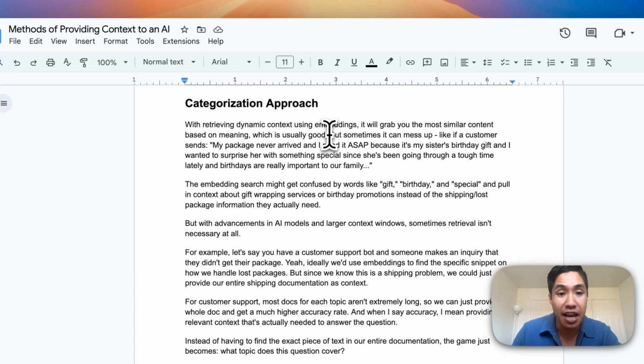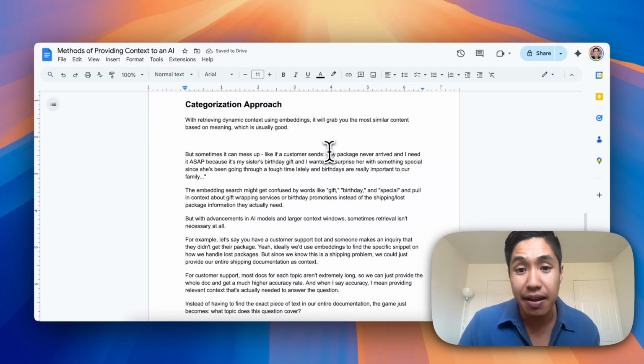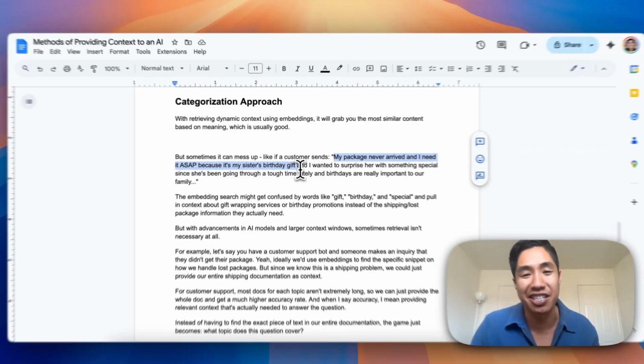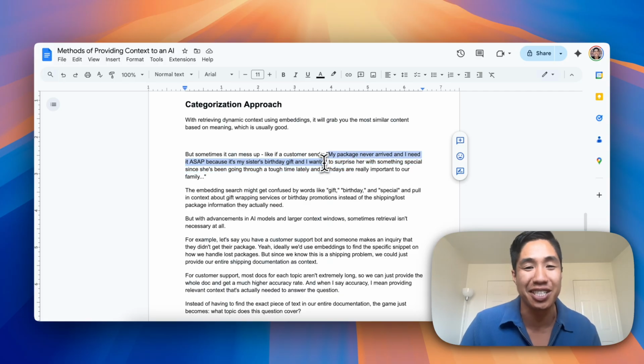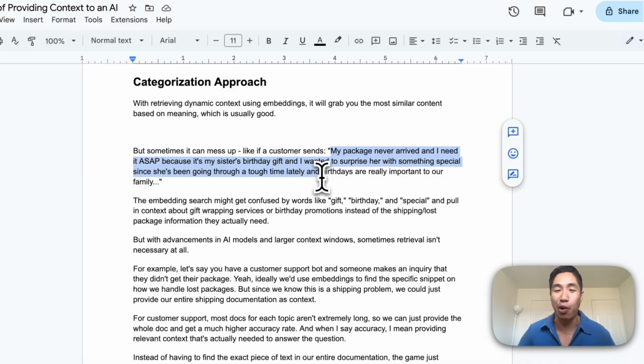For example, let's say again, we're working with a customer support chatbot. And a customer says in the ticket, my package never arrived and I need it ASAP because it's my sister's birthday and I want to surprise her with something special since she's going through a tough time lately and my birthday is really important, blah, blah, blah. She just goes on a rant about birthdays and stuff.